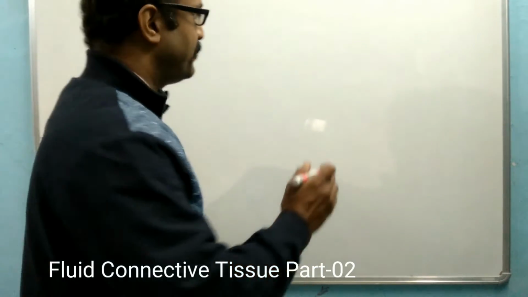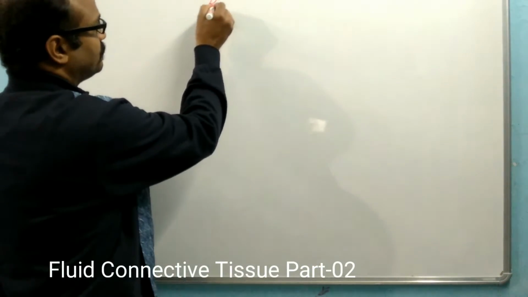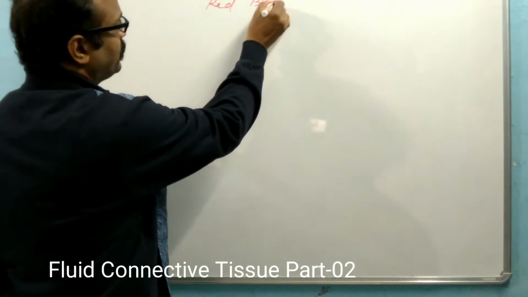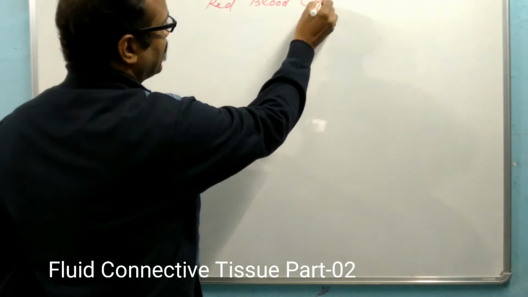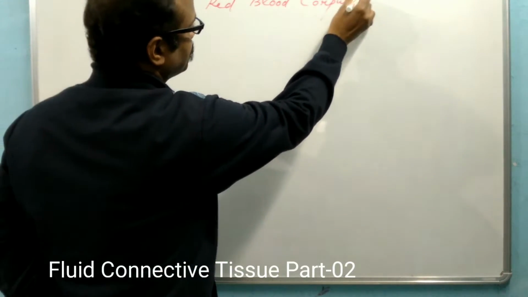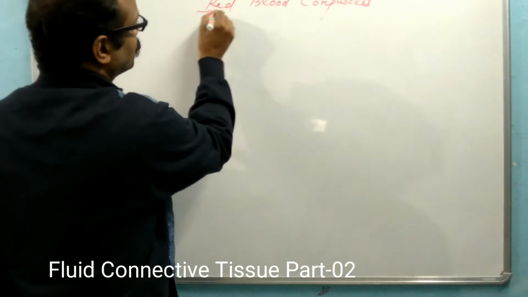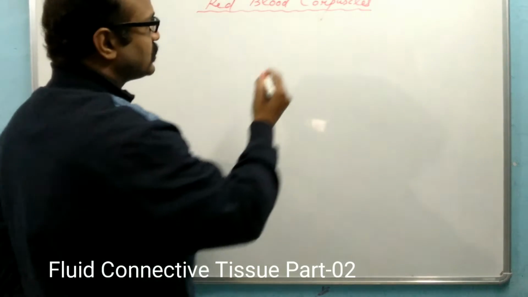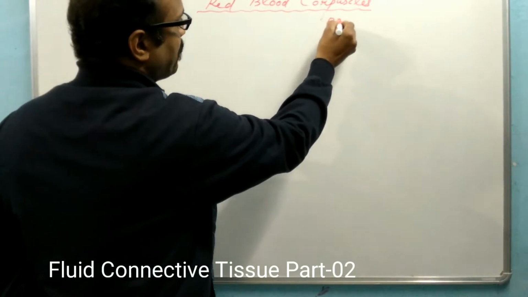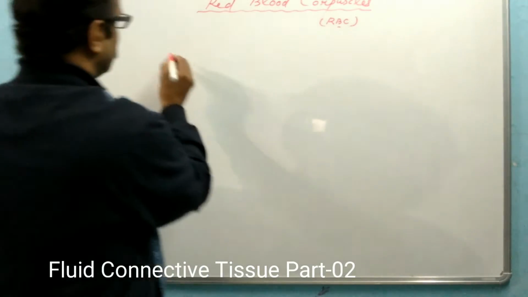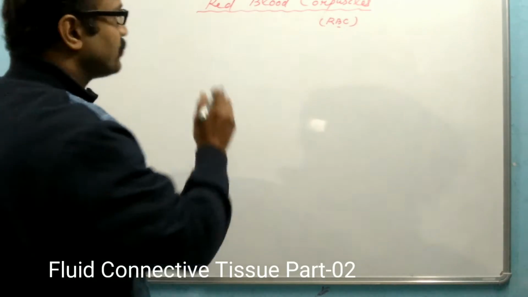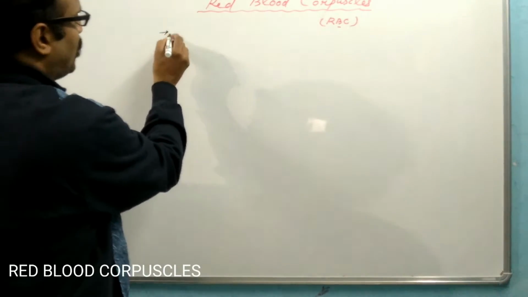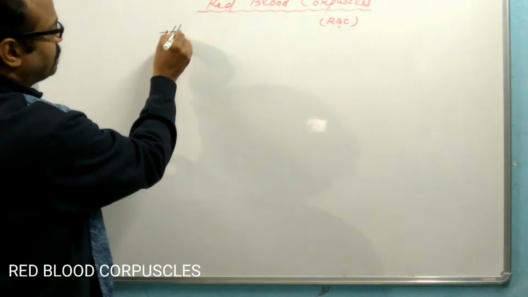In this video, I will talk about the red blood corpuscle. So these red blood corpuscles, in short known as RBC, are red in color because of the presence of hemoglobin.